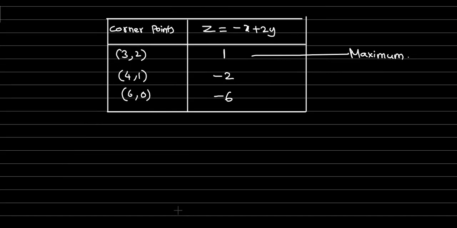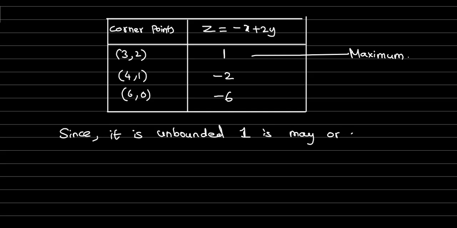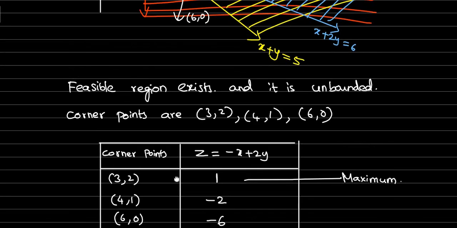Since it is unbounded, 1 may or may not be the maximum. Now there are 50-50 chances; we cannot confirm whether 1 is 100% the maximum or not. We need to consider one more inequality. We have to frame one more inequality with the help of z.